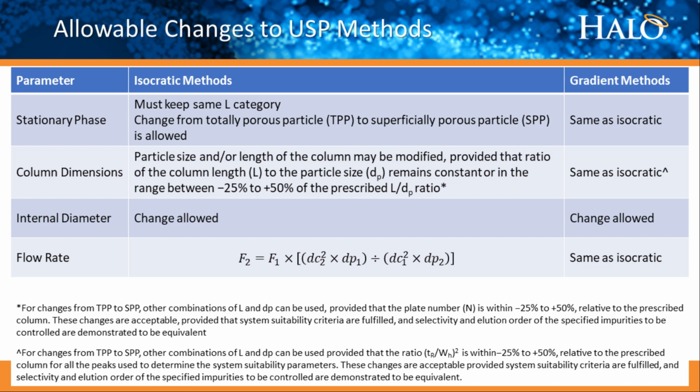And for flow rate, you would need to scale it according to this equation here, where F2 is the new flow rate, F1 is the original flow rate, and that's multiplied by the new column diameter squared, multiplied by the original particle size, divided by the original column diameter, and that's multiplied by the new particle size.